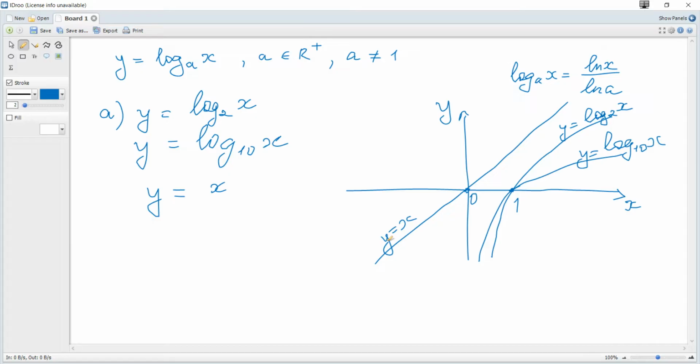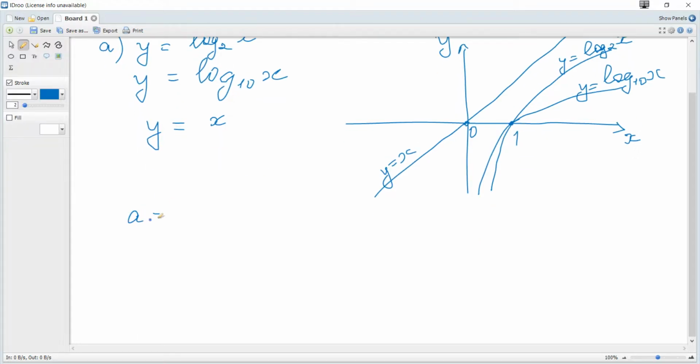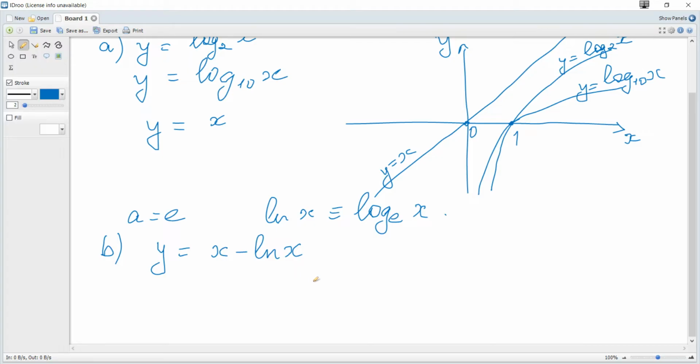In parts B and C, consider the case where a is e. It's approximately 2.7. Note that ln x is log to the base e of x. B, use calculus to find the minimum value of the expression x minus ln x, justifying that this value is the minimum, 5 marks.